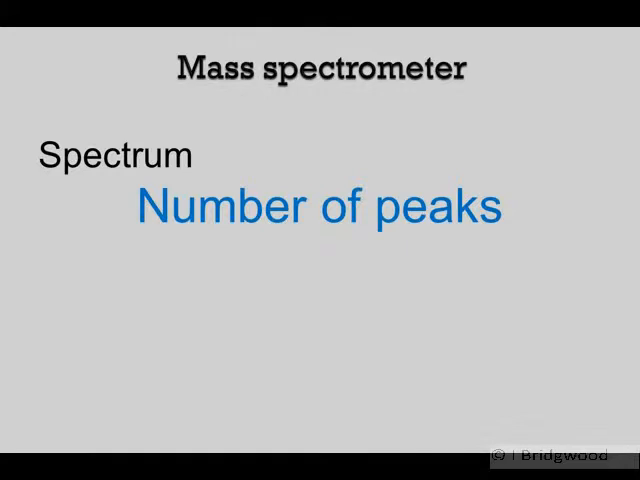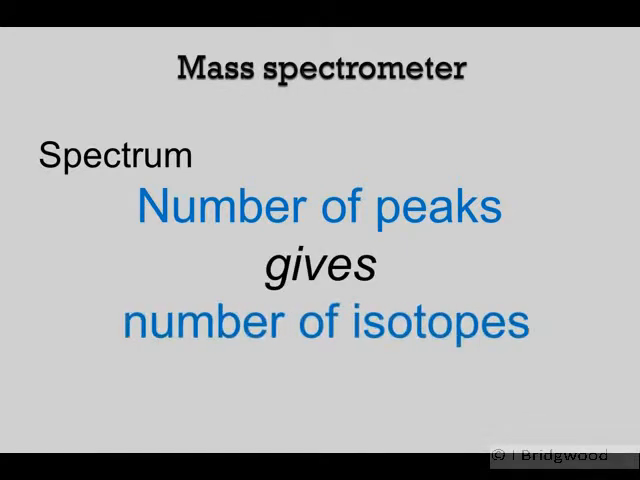Well, the number of peaks will give us the number of isotopes that we are talking about. So on the spectrum that we had two peaks, therefore our element has two isotopes, 85 and 87.